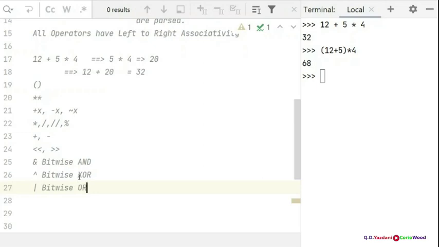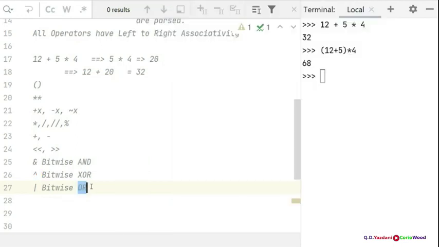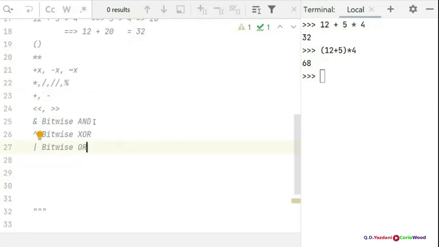Keep in mind this XOR and this OR are different. With OR, if you have two sides and one is correct, then the whole thing is correct, so it doesn't care. But XOR is totally different: exactly one side has to be correct. So we have bitwise AND, bitwise XOR, and bitwise OR.